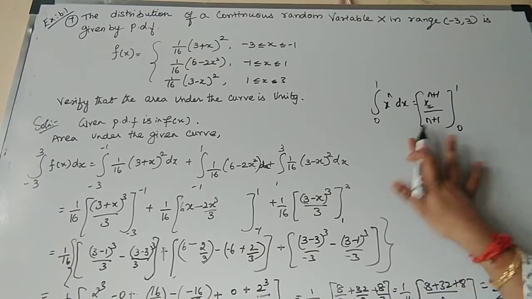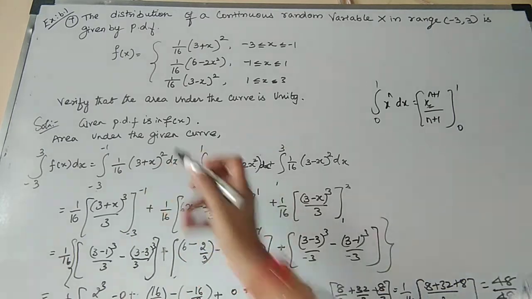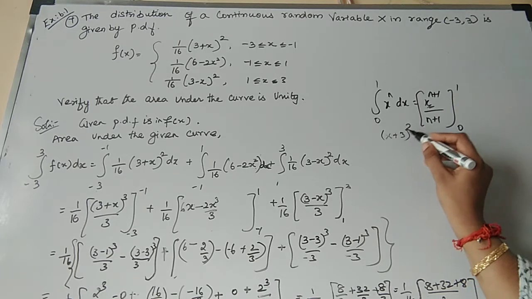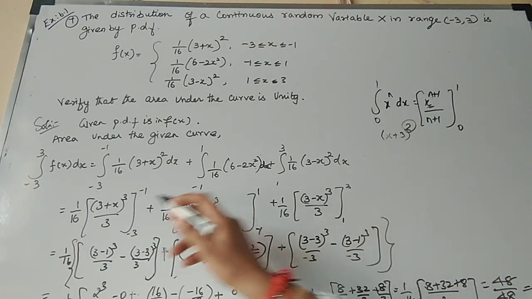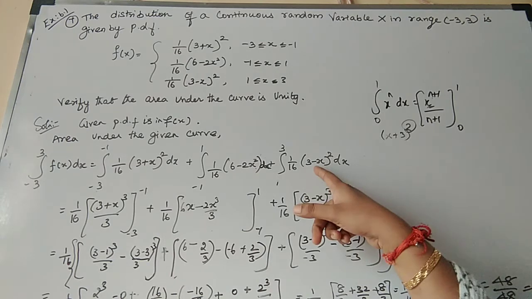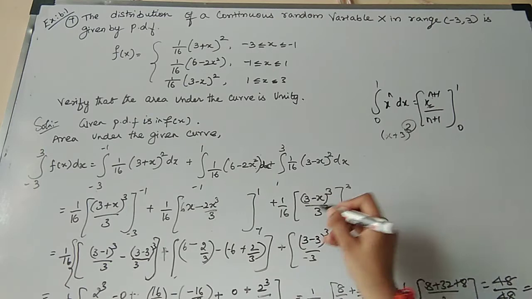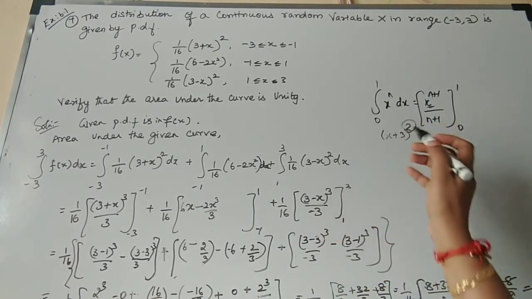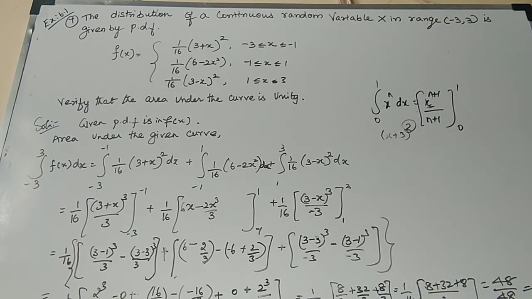Here also same. Here you have -3 to -1, 1 by 16 into (3 plus x) the whole square. So instead of x, you have x plus 3 the whole square. Then you write that power alone as 2 plus 1 by 2 plus 1, so it becomes (3 plus x) the whole cube by 3. Similarly the last one, (3 minus x) the whole square, becomes (3 minus x) the whole cube by -3. This x has a minus sign, so you have to include that along when you integrate. So the limit is 1 to 3.